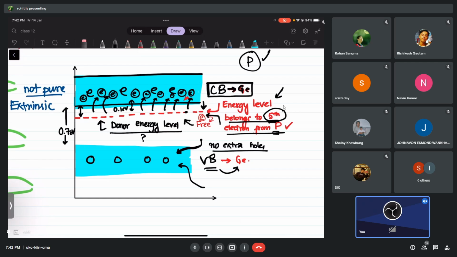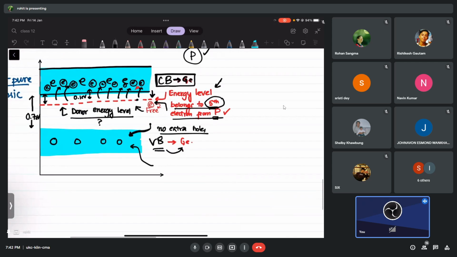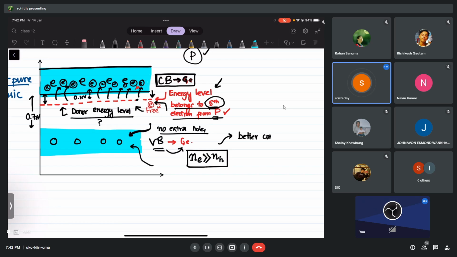Now look at the diagram and tell me, whose number is very large right now in this case? Number of free electrons. Is it large or very, very large? Very, very large compared to the number of what? Holes. So this is how you make it. Now tell me, is it a conductor or a better conductor now? Better conductor. The whole germanium has become a better conductor.